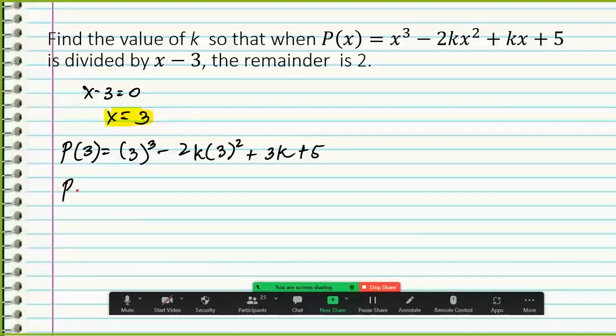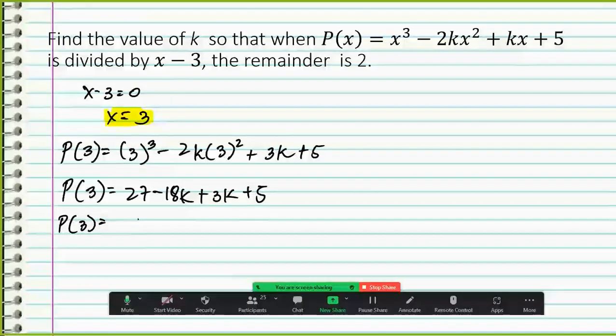Then we have p of 3 equals 27. So we have 9 times 3, then multiplied by 2, so we have 18k. Then plus 3k added by 5. So p of 3 equals 27 plus 5, so we have 32. Then minus 18k plus 3k.